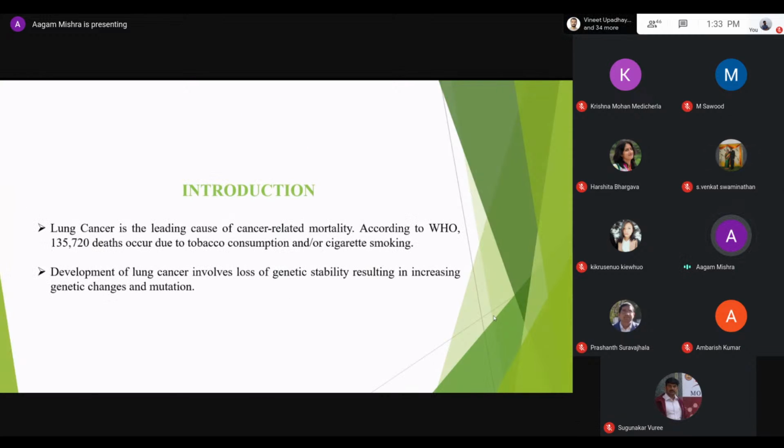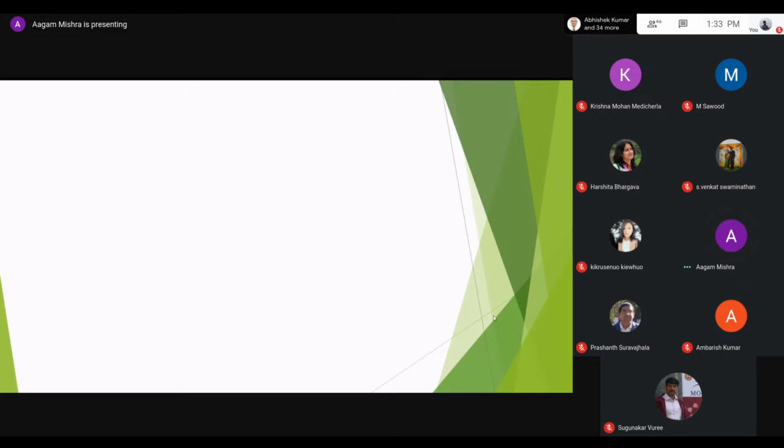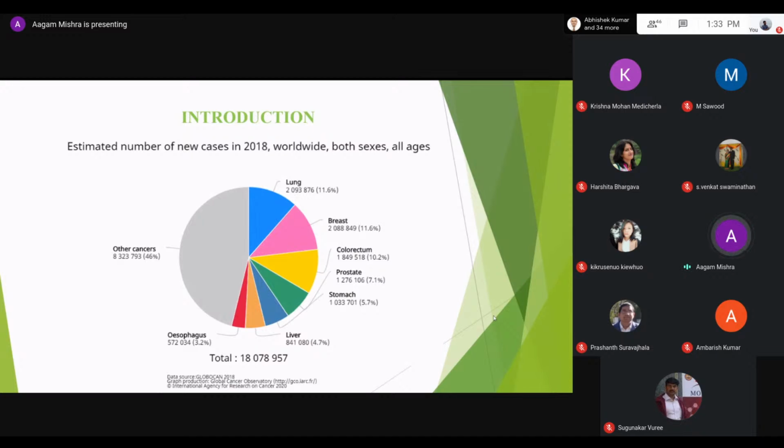Lung cancer is the leading cause of cancer related mortality. According to WHO, 135,720 deaths occurred due to tobacco consumption and cigarette smoking. Development of lung cancer involves loss of genetic stability, which results in increased genetic changes and mutations. Here are the statistics which show the estimated number of new cases in 2018 worldwide for both sexes. Here we see that 11.6% of cases are associated with lung cancer, followed by breast cancer and other types of cancers.